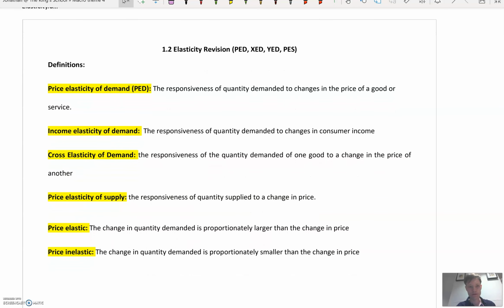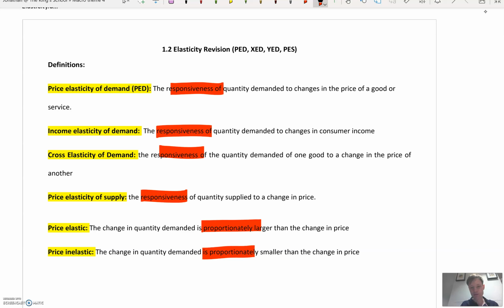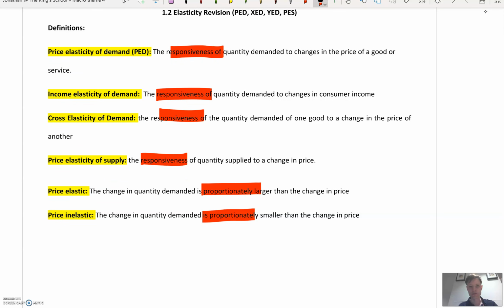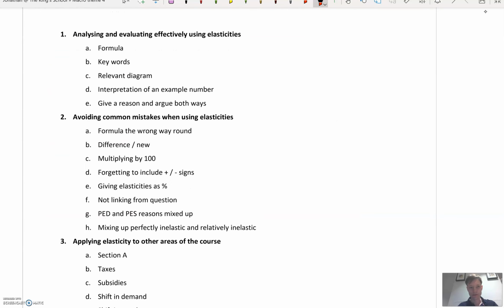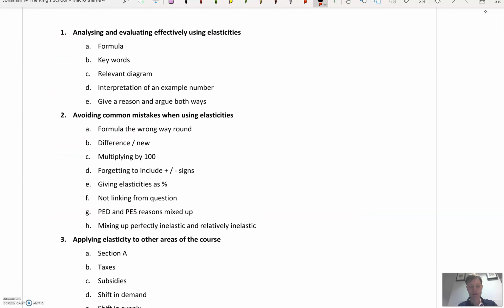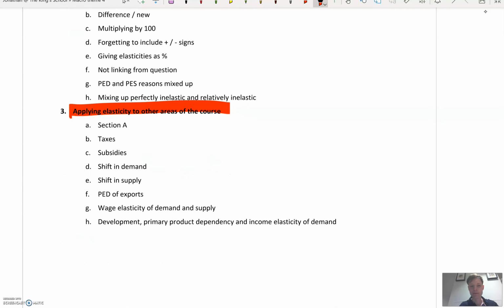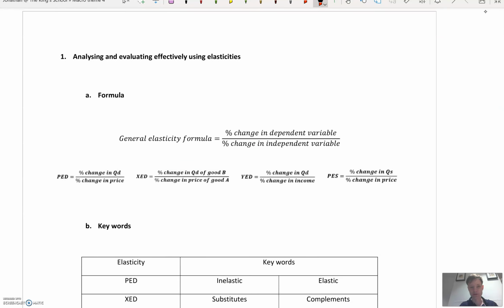Okay, the first thing, the definitions. Something that I wanted to point out straight away was the keywords responsiveness that's coming up in all those definitions, and proportionately as well in the elastic and inelastic definitions. Get those right and you've learnt a good deal of the definitions. Okay, we're going to go through looking at analysing and evaluating effectively using those elasticities, avoiding common mistakes, and if we get time, where we could apply them to other areas of the course.